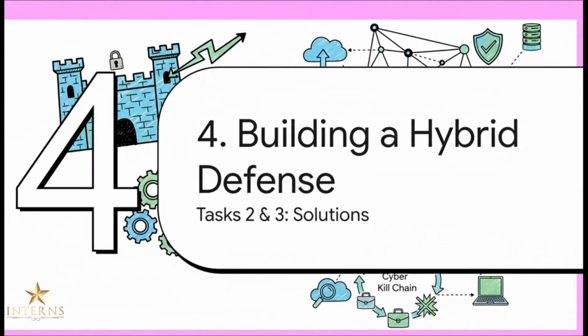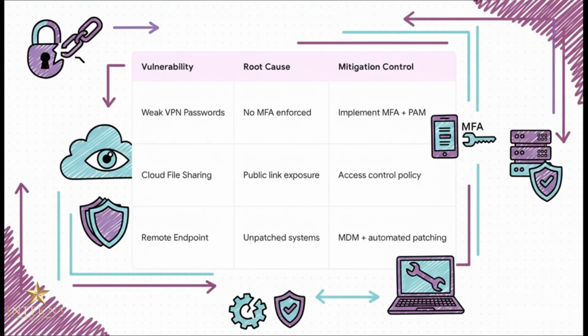Okay, now for Section 4, building a hybrid defense. It's not enough to just understand what happened. A true analyst provides solutions. This is where you'll pinpoint the vulnerabilities and propose concrete security controls to fix them. Your second deliverable is this hybrid risk matrix. Here, you connect a specific weakness, like weak VPN passwords for remote workers, to its root cause. In this case, no multi-factor authentication, or MFA. Then you propose a specific fix, like implementing MFA and a privileged access management system, or PAM. You'd do the same for things like unpatched laptops at home, maybe suggesting mobile device management, or MDM. You're building a direct line from problem to solution.